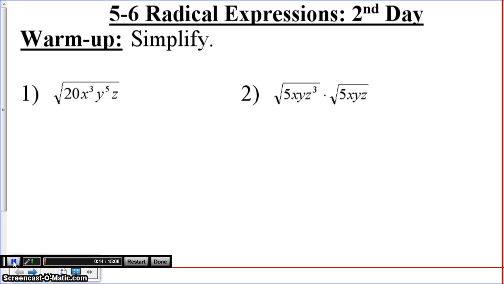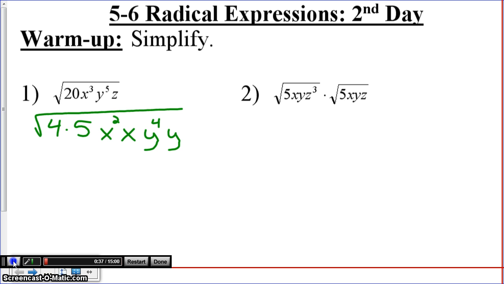So let's start by simplifying the square root of 20x cubed y to the 5th z. In order to do this, we need to find our factors of 20, one of which is a perfect square. So 4 times 5 are our 2 factors. X cubed cannot be divided by 2, so we need to split that into x squared and x. Y to the 5th also needs to be split up into y to the 4th times y, and then we cannot split z to the 1st up, so it stays as it is.